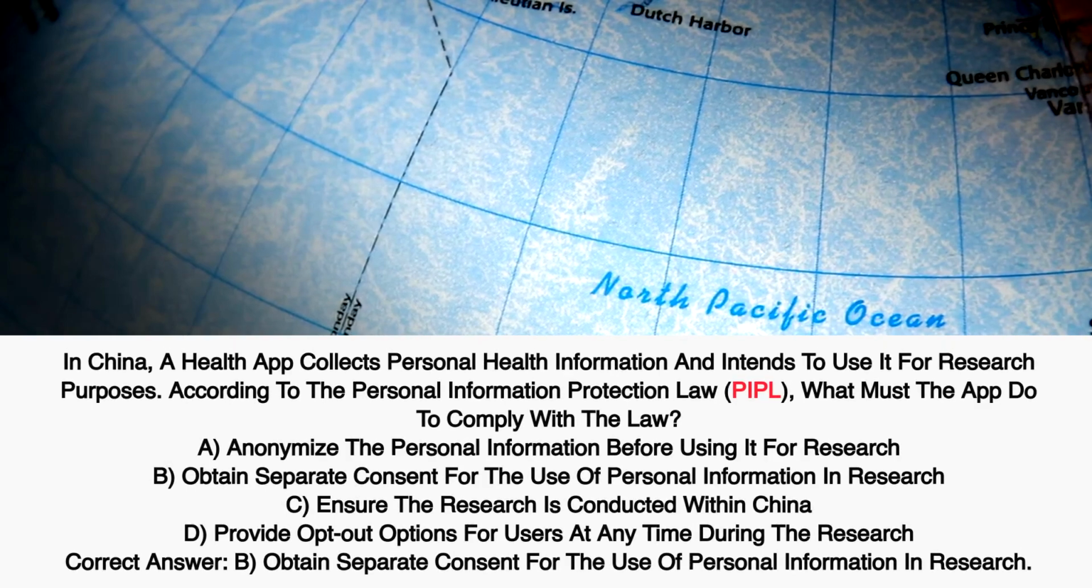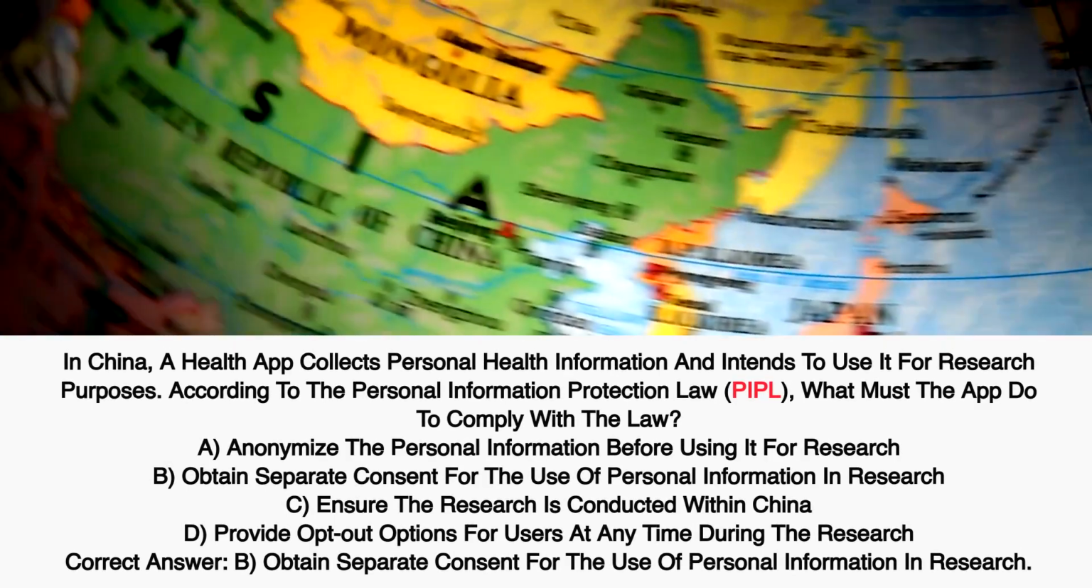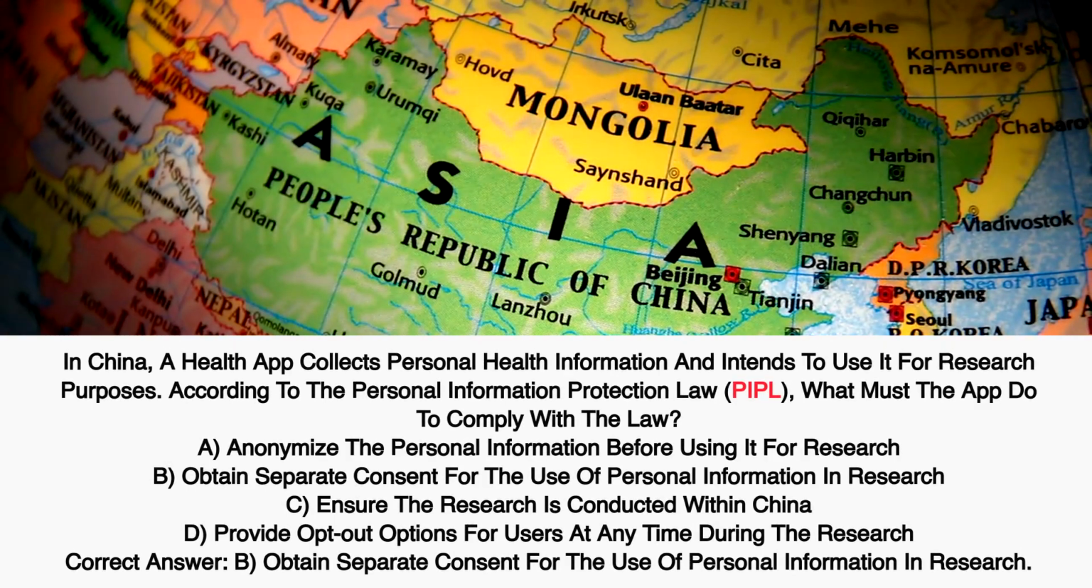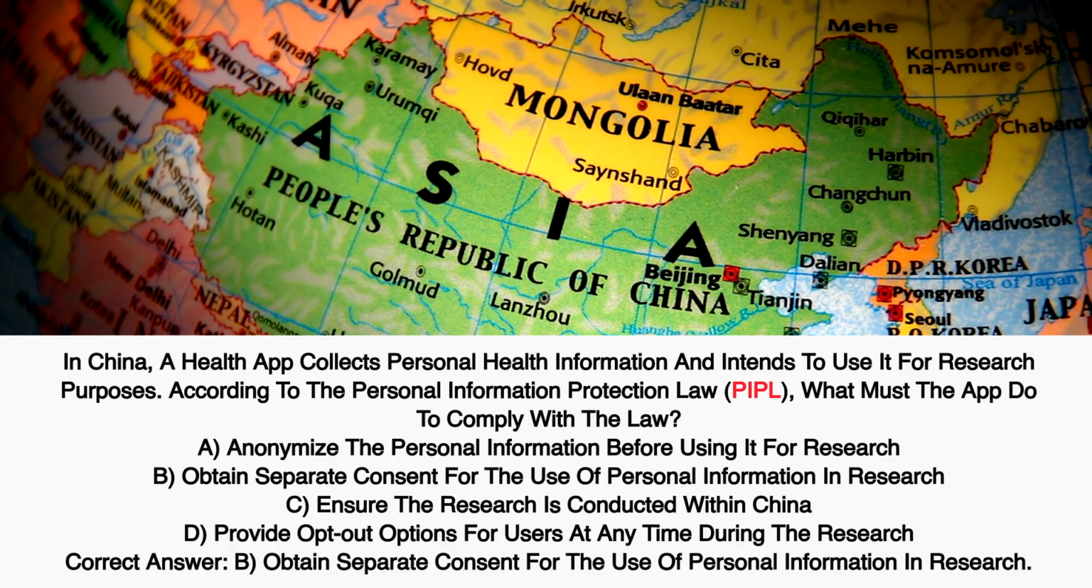In China, a health app collects personal health information and intends to use it for research purposes. According to the Personal Information Protection Law, PIPL, what must the app do to comply with the law? A. Anonymize the personal information before using it for research. B. Obtain separate consent for the use of personal information in research.